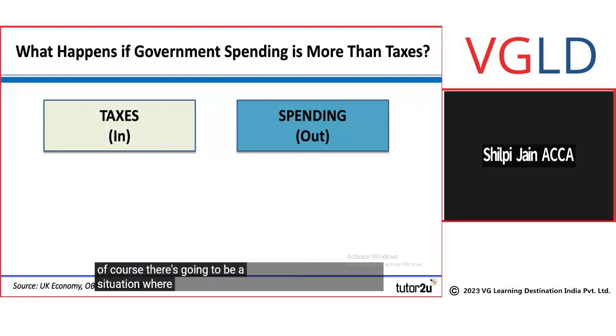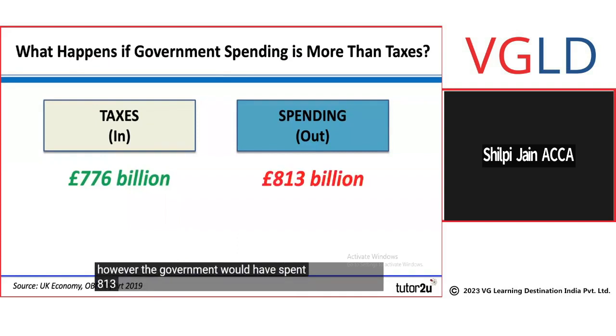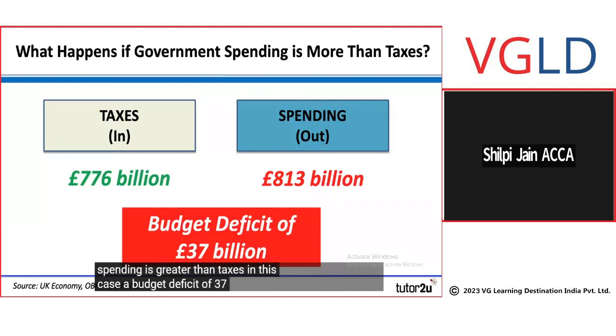And of course, there's going to be a situation where the taxes that are raised are not enough to cover what the government wants to spend. So for example, here's some data for the UK. In 2018, it's expected that the total value of taxes raised will be £776 billion. However, the government would have spent £813 billion, which means that there is a deficit. Spending is greater than taxes, in this case a budget deficit of £37 billion. And the way the government finances that is by borrowing money, government borrowing, and therefore increasing the national debt. Okay, that's fiscal policy.